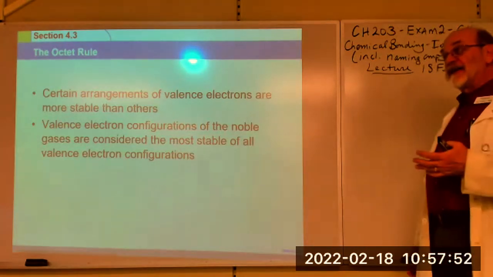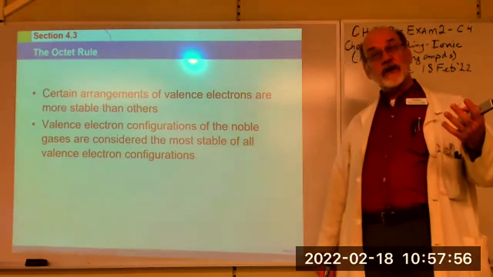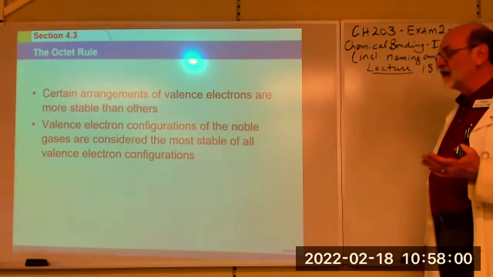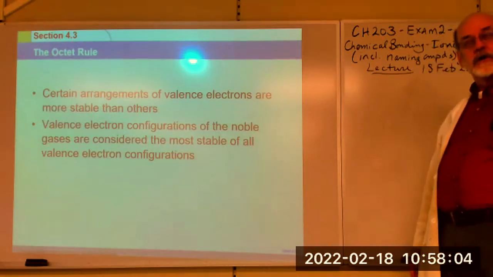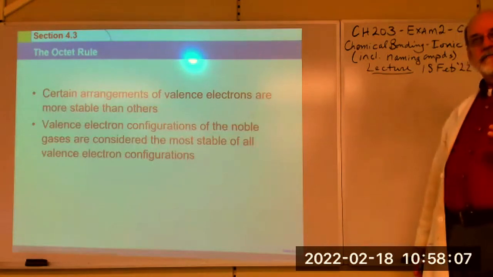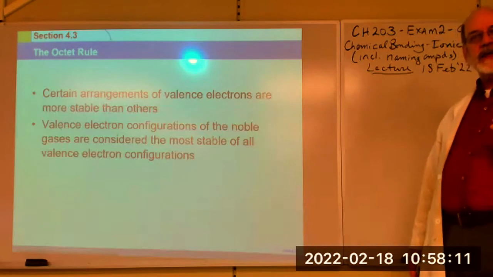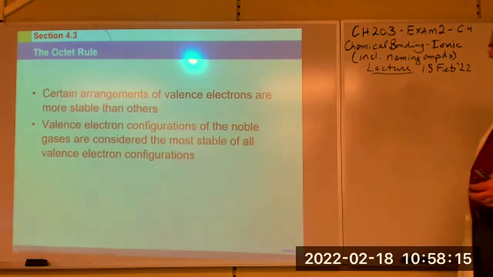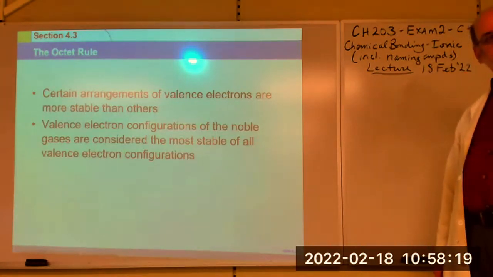But basically what it means is when you can form an octet, either by transferring electrons or by sharing electrons, if you can form an octet, then you have a more stable situation. And that's the driving force for reactions. The compound after the reaction is more stable than the individual elements before the reaction. In other words, they have a lower energy state.